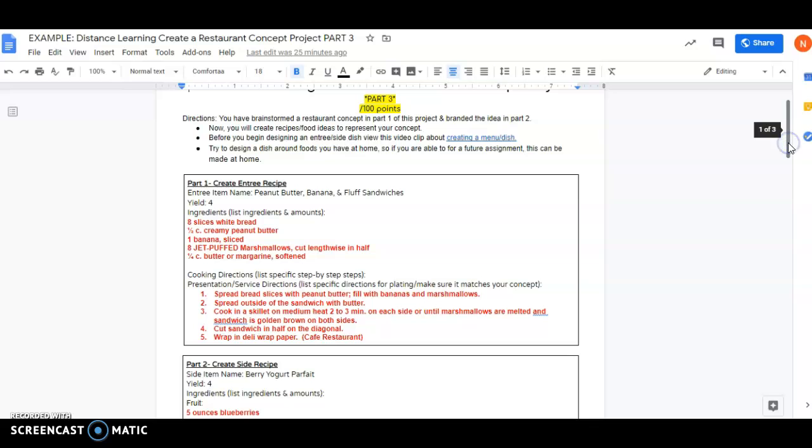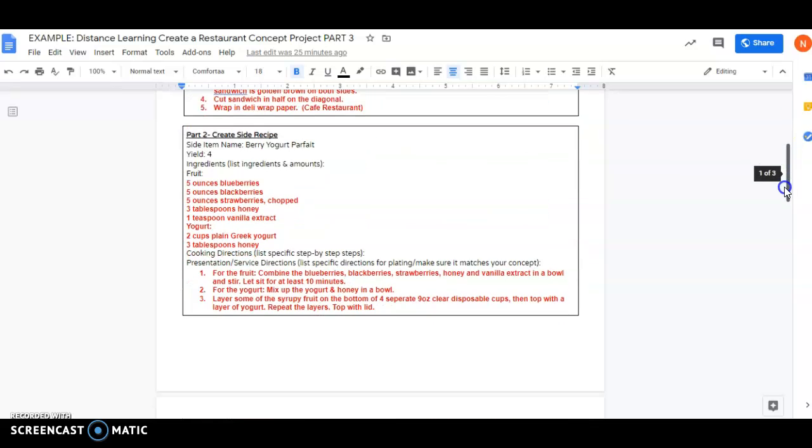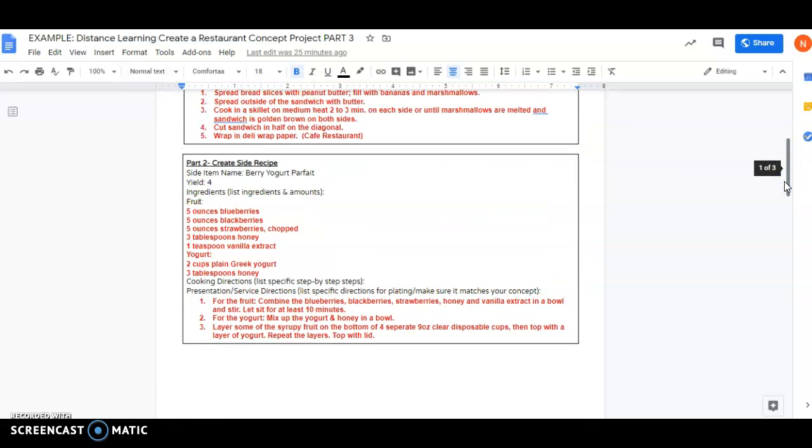When I'm done with that, now I have to have a side. Because it's a cafe, I decided I'm going to do a berry yogurt parfait. And then I put together the amounts. You can't just put blueberries. You need to have an amount. Same with any of the ingredients. It needs to be specific. And then I have my directions.